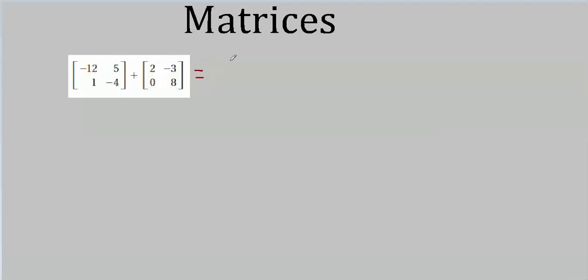So this is 10 minus 10. And 5 plus or minus 3, that's 2. 1 plus 0 is 1. Minus 4 plus 8 is 4. See? If you can add two numbers, then you can add matrices. It's very easy. There's supposed to be a minus 10 there.